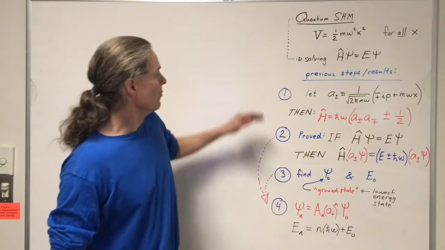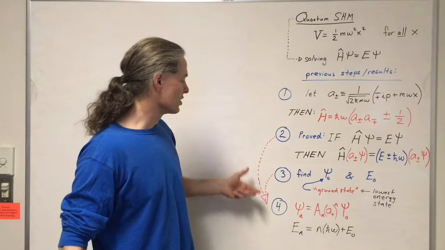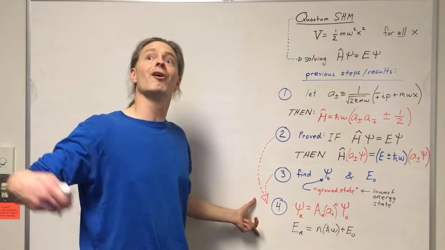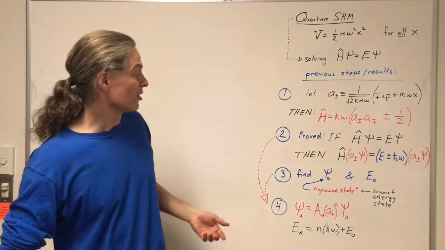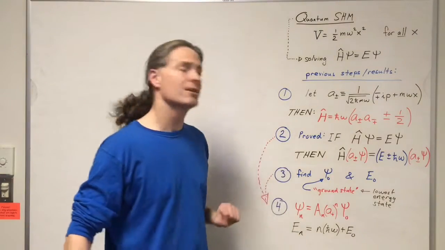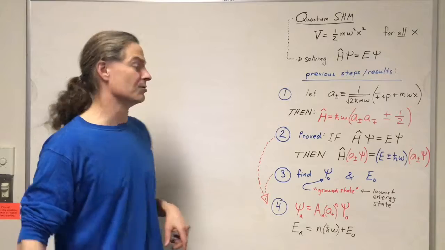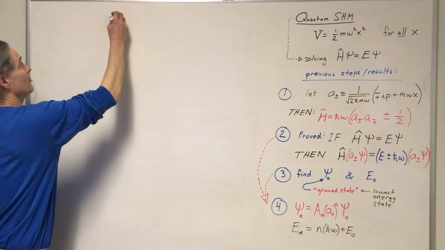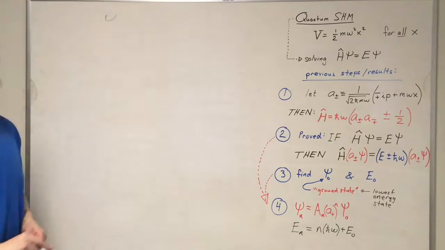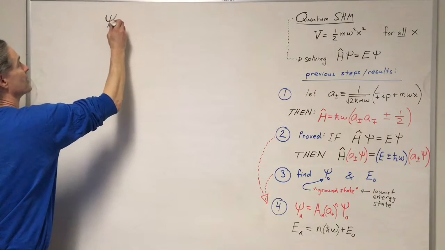All right, so with 1 and 2, that gives us the scheme to get all the eigenstates and corresponding energies of the quantum simple harmonic oscillator, if only we could find the ground state. So that's what we're going to do now. Now, there's got to be a ground state. There's got to be a lowest energy state because this is a bound state problem. So we'll call that psi sub 0.